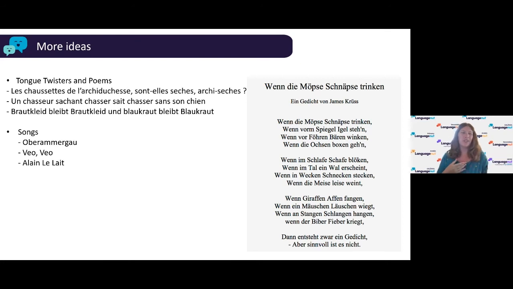So for French, les chaussettes de l'archiduchesse sont-elles sèches, archi-sèches is really good for the sh sounds. And un chasseur sachant chasser, c'est chasser sans son chien. It's not easy. In German, I've got Brautkleid bleibt Brautkleid und Blaukraut bleibt Blaukraut. Again, really good for the ow and the I sounds and the r.